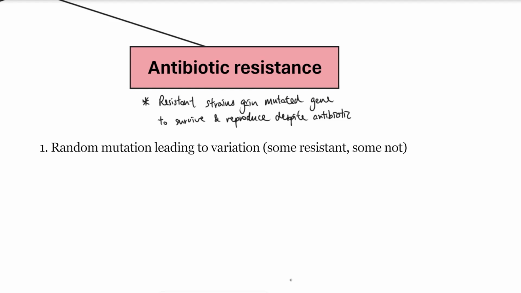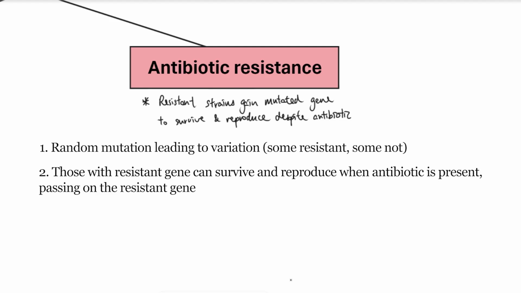There is random mutation in a bacterial population, and some of those mutated ones gain the resistant gene. It could be through mutation, or it could be through the fact that they gained a plasmid that carries the antibiotic resistant gene. In any case, there is variation within the bacterial population, and those with that mutated gene can survive and reproduce better despite being exposed to the antibiotic, whereas all of the other ones will be killed by the antibiotic.